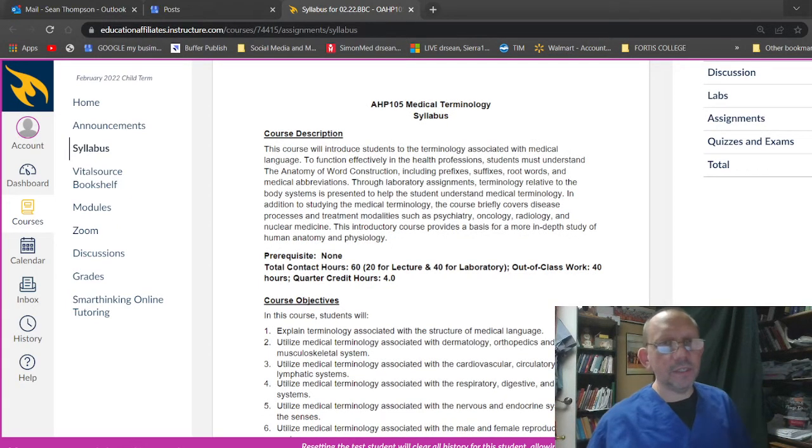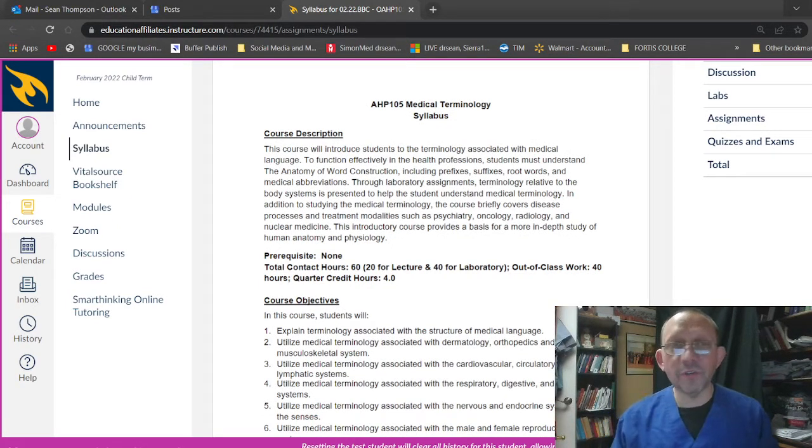So medical terminology syllabus. The course will introduce students to the terminology associated with medical language. To function effectively in the healthcare professions, students must understand the anatomy of word construction, including prefixes, that's the beginning of the word, right? Suffixes, the end of the word. Root words, which is the center or the meaningful part of the subject of the word, and medical abbreviations. So a medical abbreviation is going to be like, gee whiz, SOB means shortness of breath. PT can mean patient, things like that. Through laboratory assignments, terminology relative to the body systems is presented to help the student understand medical terminology.